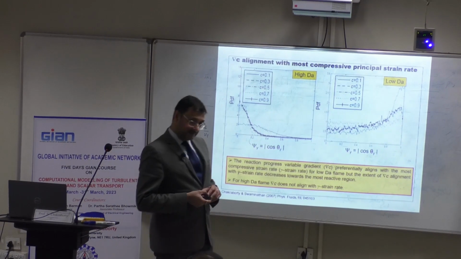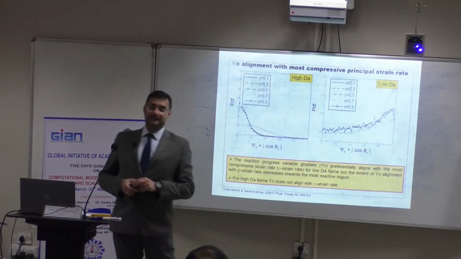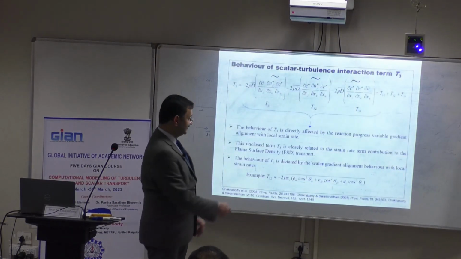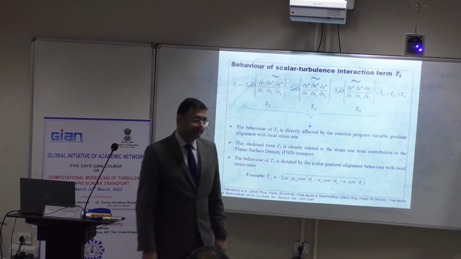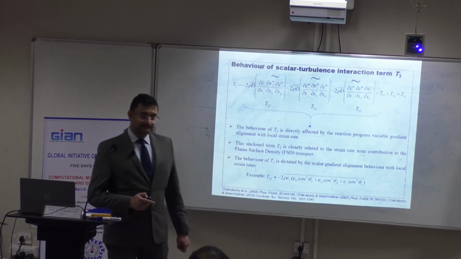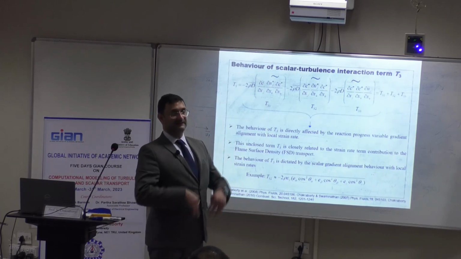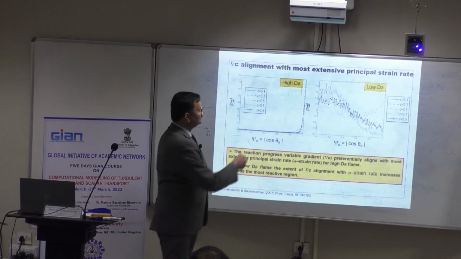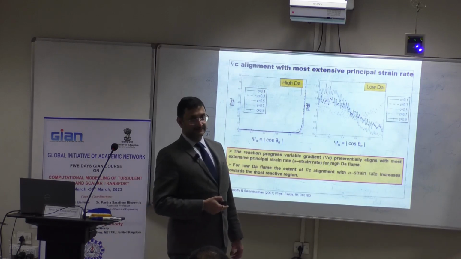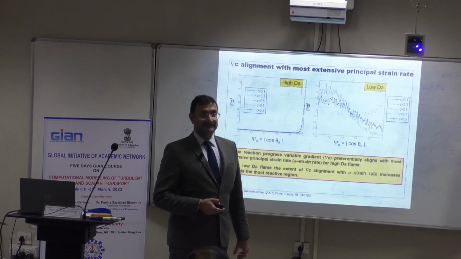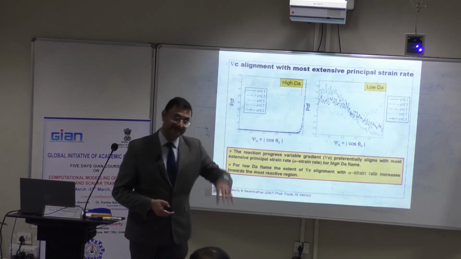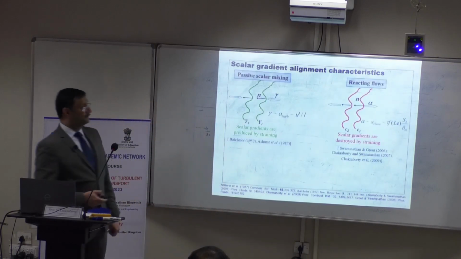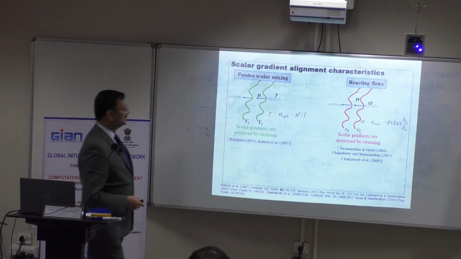I already told that if you have predominant alignment with the most compressive principal strain rate, this term will be positive. Okay? That means under turbulence, scalar gradient is generated. But under reactive conditions, when predominant alignment with the most extensive principal strain rate eigendirection is obtained, instead of generating scalar gradient, it actually kills scalar gradient. So what I have told is basically shown schematically here.